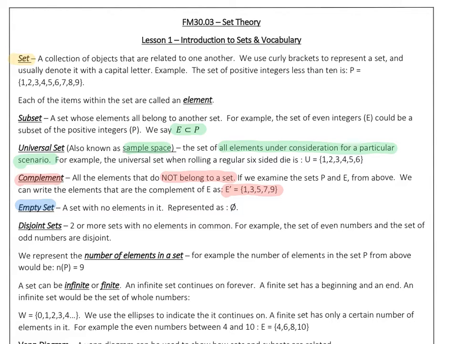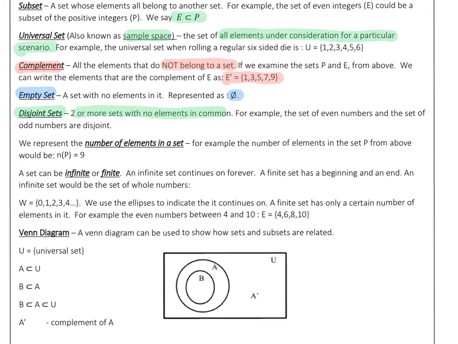The empty set is the set with no elements in it. That's represented with a zero with a line through it. Disjoint sets are two or more sets with no elements in common. For example, the set of evens and the set of odds would be considered disjoint. We represent the number of elements in a set, how many things are in it, using the notation n(P). So the number in P would be 9 if we look at our example from above.